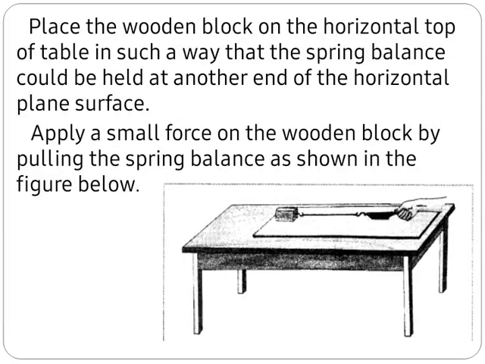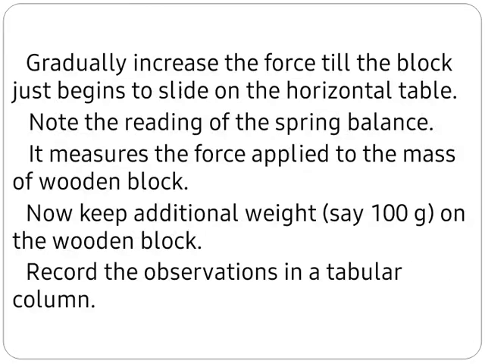Place the wooden block on the horizontal table surface in such a way that the spring balance can be held at the other end of the horizontal plane surface. Apply a small force on the wooden block by pulling the spring balance as shown in the given figure. Gradually increase the force till the block just begins to slide on the horizontal table. Note the reading of the spring balance.